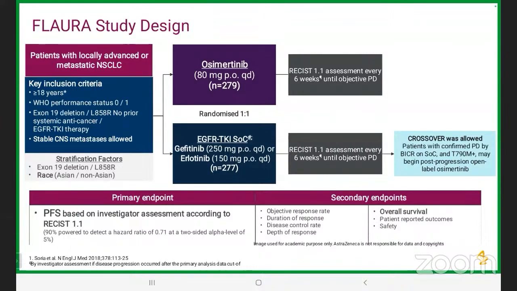And the important part is that crossover was allowed. That means that in the standard-of-care arm, if a patient progressed on the TKI, the patient was allowed to cross over to the new drug, osimertinib. They stratified these patients based on the mutation, exon 19 deletion versus L858R, and on the basis of race, Asian versus non-Asian. The primary endpoint of this study was progression-free survival, based on investigator assessment. The secondary endpoints were objective response rate, duration of response, disease control rate, depth of response, overall survival, and of course safety.